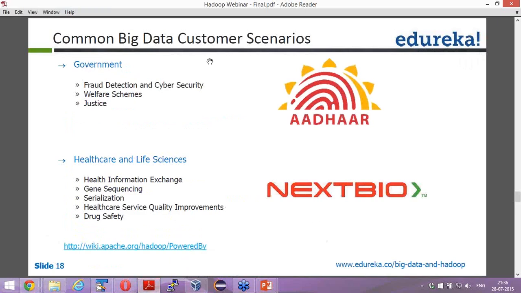Take any government: identifying whether a welfare scheme is reaching people properly or not, fraud detection, cyber security. It's being used on the government side. Healthcare and life sciences use it extensively, for example, healthcare service improvements, even medicines. Nowadays, instead of telling the user that this medicine has a 95% chance of working for a patient from this geography, they can start saying it's going to work 100% for this particular person because it's customized for his genes and his geography.